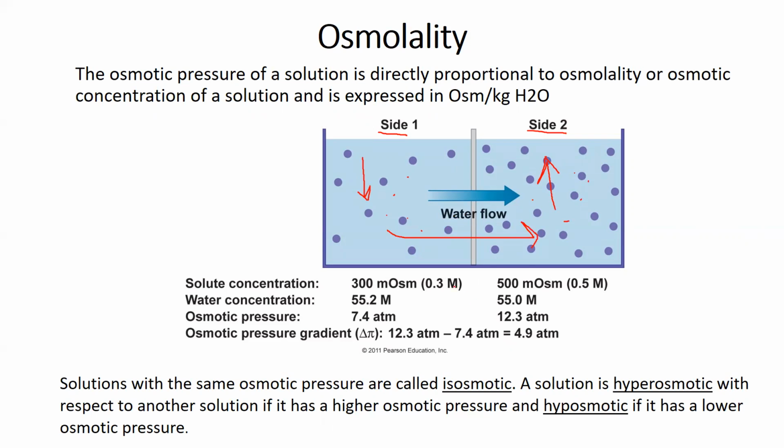And so there are terminologies to describe this. If the osmotic pressure is the same in the two sides, this solution is called an isosmotic solution, okay? Whereas the side where there is higher osmotic pressure, like side 2 here, with respect to side 1, would be called hyperosmotic, okay? And side 1 would be called hypoosmotic, where there is low osmotic pressure. Okay, is this clear?